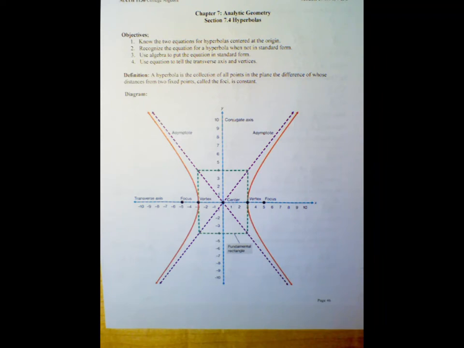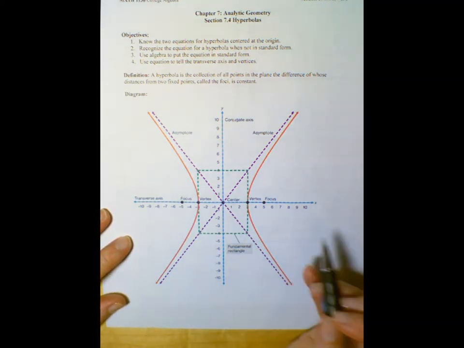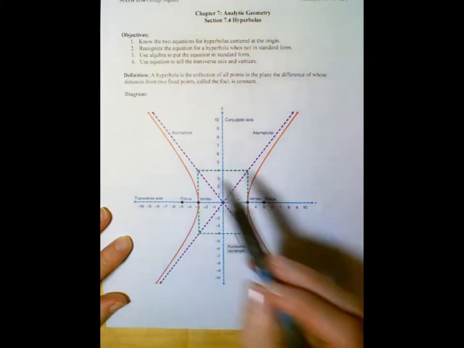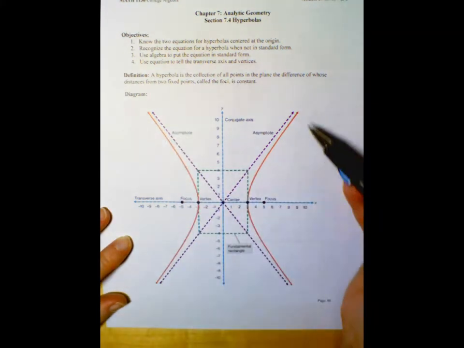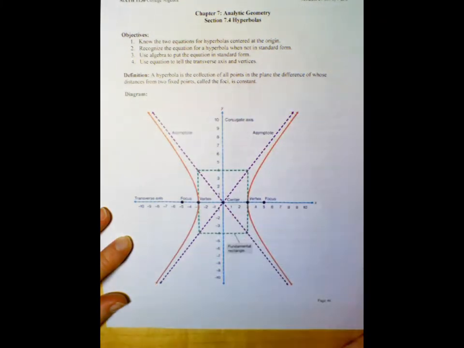The definition of a hyperbola is the collection of all points in the plane, the difference of whose distances from two fixed points, called the foci, is constant. So this difference is constant, and for an ellipse, the sum was constant. So let's look at the parts. The orange here, these two parts make up our hyperbola. If you recall, it is in two parts, as we saw when we looked at the different conics.